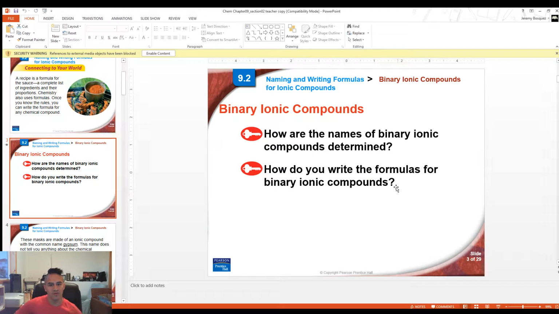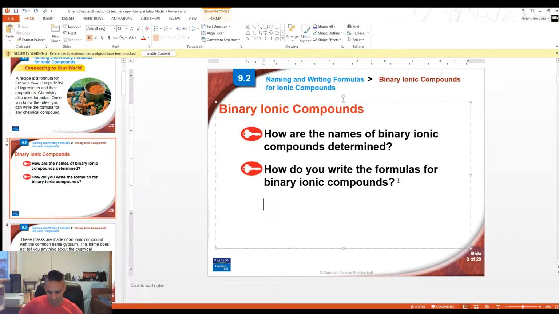So first we'll be learning about naming binary ionic compounds. Binary means that you have a compound made out of two different elements. Examples of binary compounds would be like Na2O. So it'd be sodium oxide. This has two elements, sodium, oxygen.